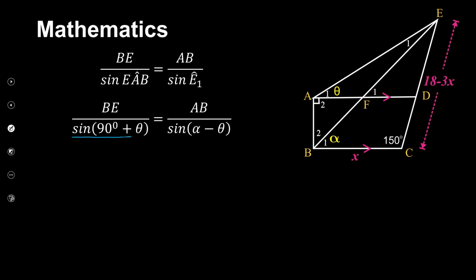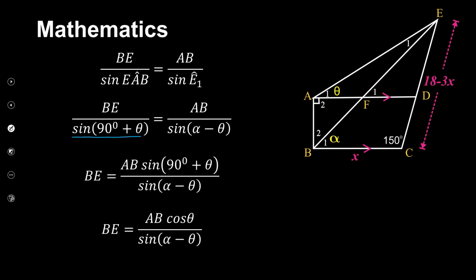Remember, this is going to remind us of our co-ratio rule, so we're going to have to change that in a second. If I multiply both sides by sine of 90 plus theta, and change it to my co-ratio, sine of 90 plus theta becomes cos theta. And now I have an expression for BE: BE is equal to AB cos theta over sine of alpha minus theta, as we needed.